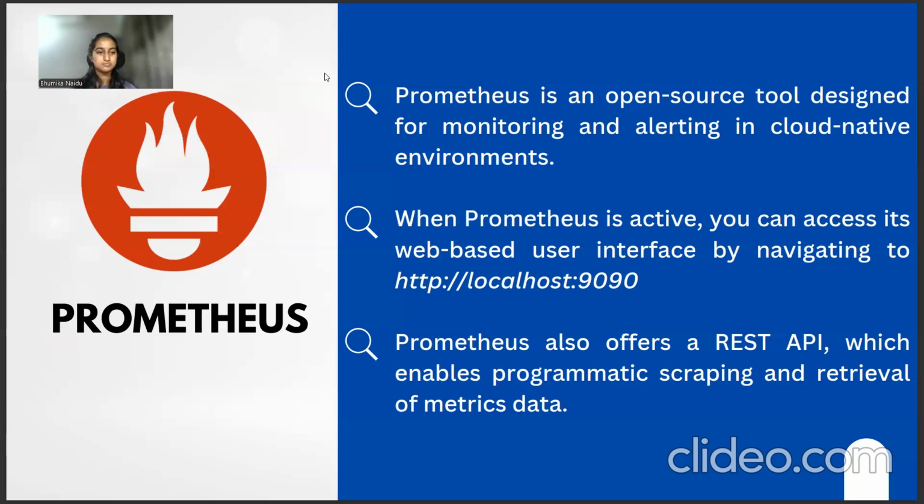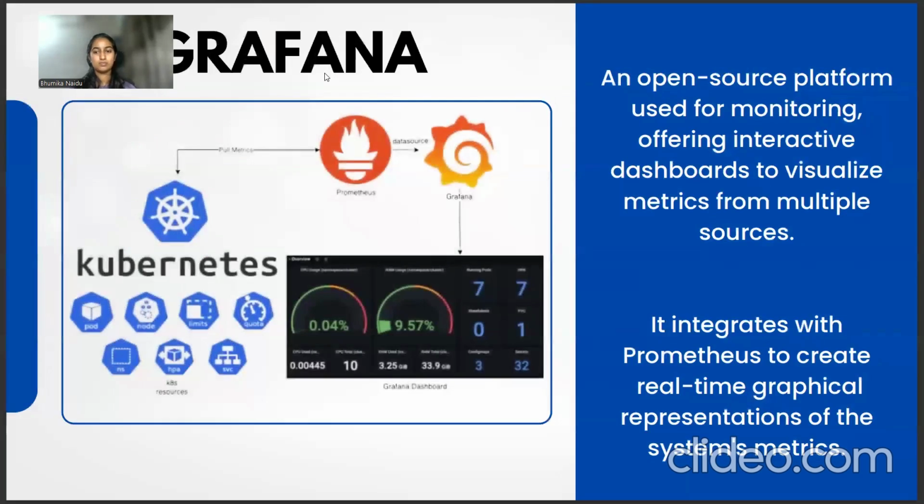Next is Grafana. Grafana is also an open source platform used for monitoring, visualization, and analytics. It provides interactive dashboards that allow users to visualize metrics and data from various sources in real time. Grafana is widely used in conjunction with other monitoring tools, especially Prometheus, to create detailed and customizable graphical representations of system metrics. The key features of Grafana: interactive dashboards, data source integration. Grafana supports a wide range of data sources, including Prometheus, InfluxDB, MySQL, and many others.